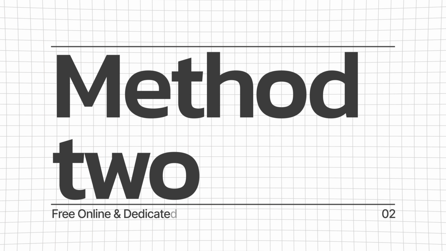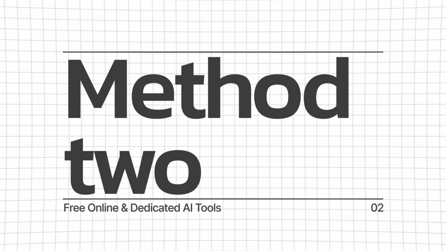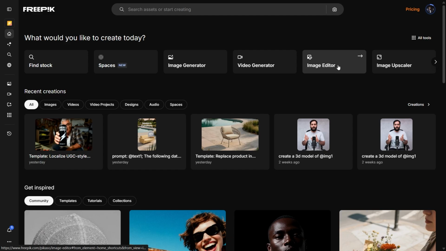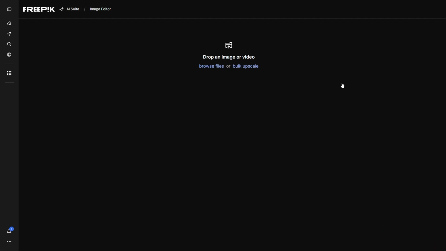Method 2. Free online and dedicated AI tools. The real power is in specialized AI software and web tools. And the best part, many of the most powerful options are completely free and don't require you to sign up. For a simple, fast, online upscale, let's look at Freepik. You can enhance your images in just seconds.